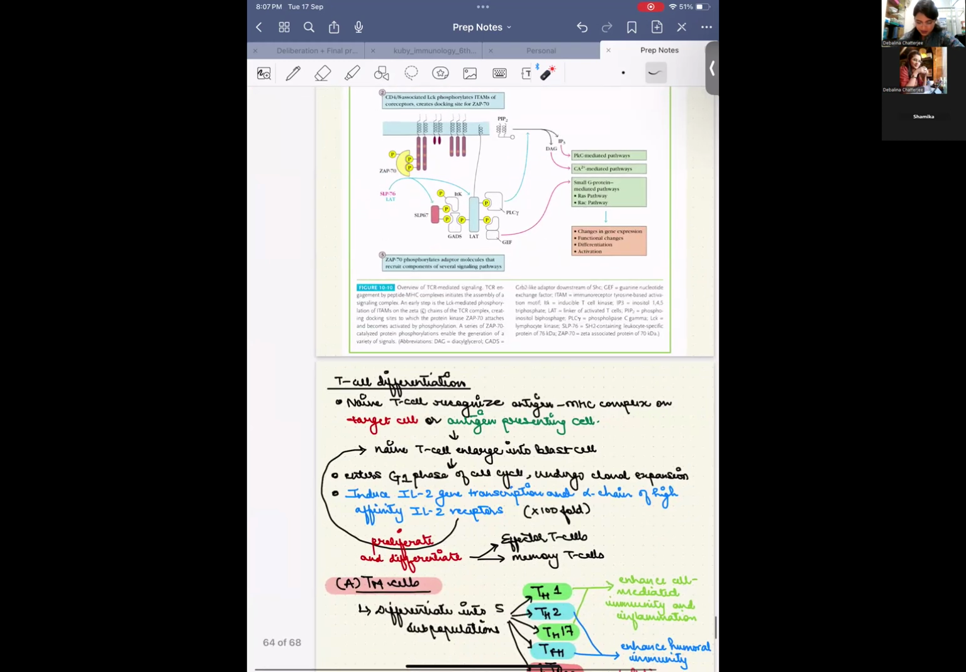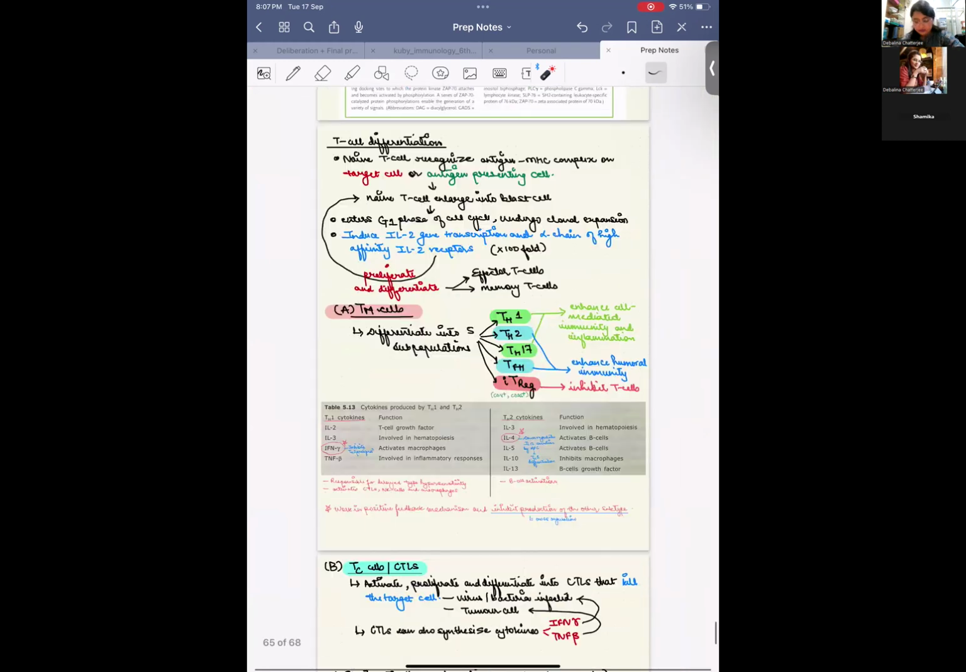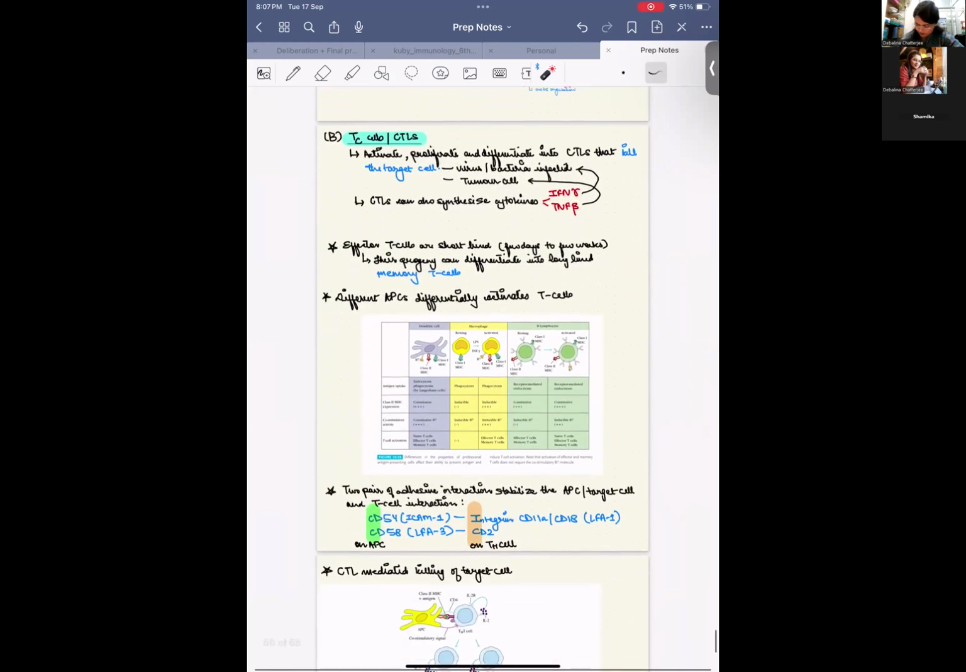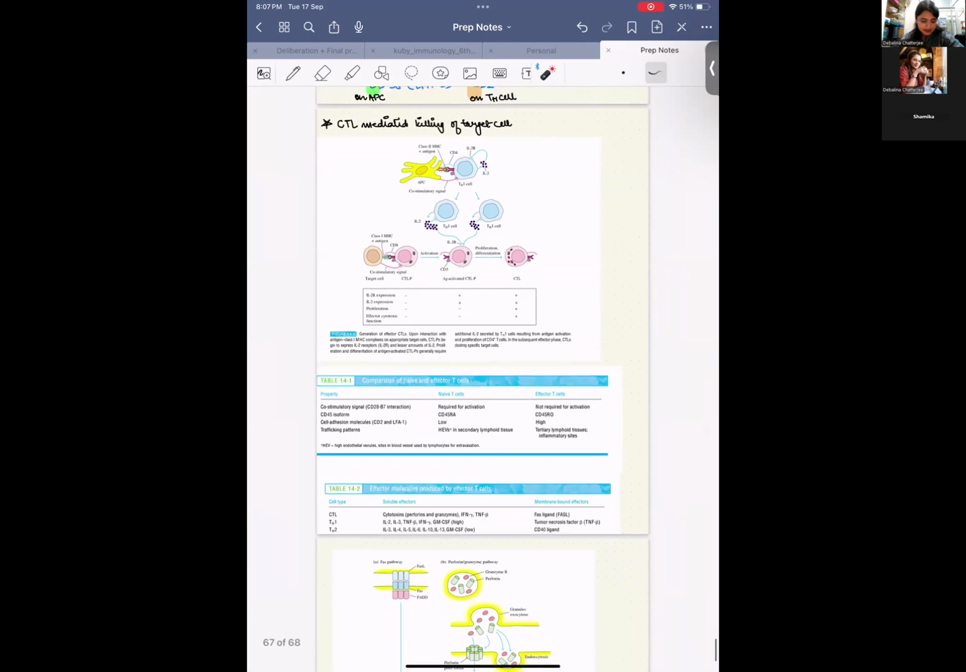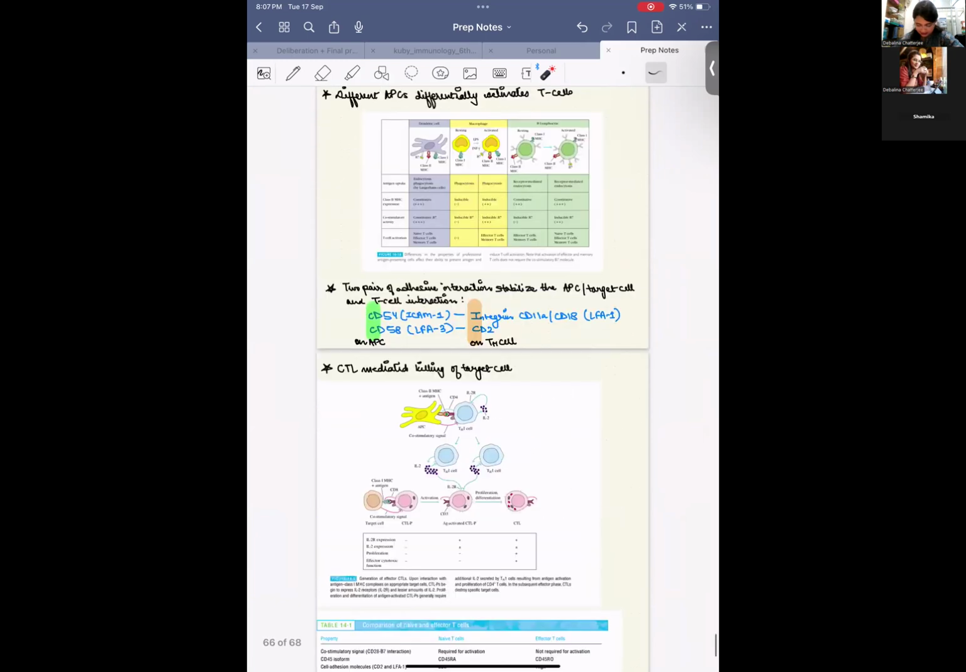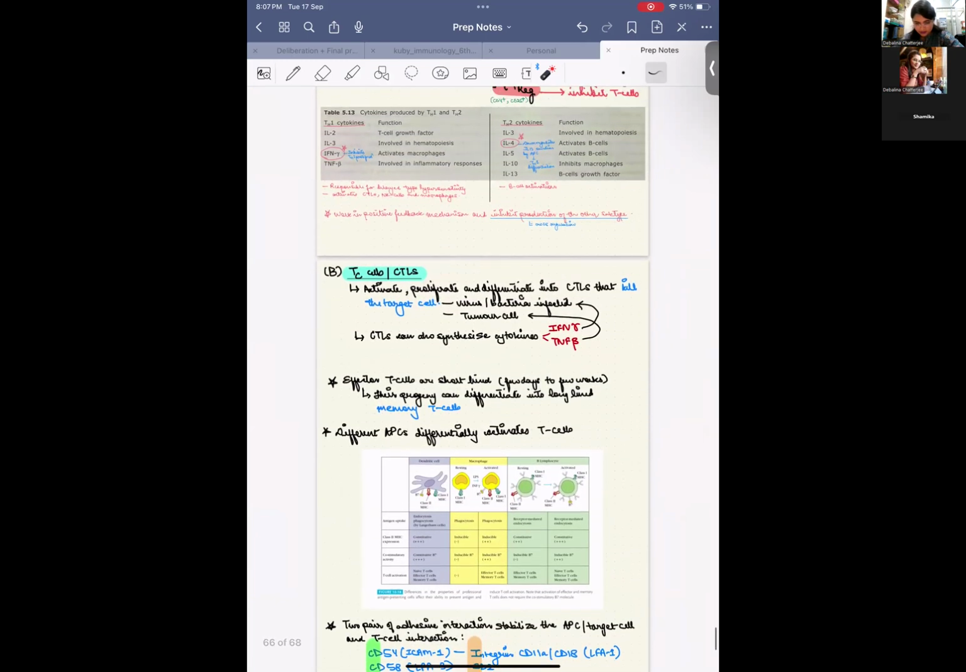Okay, so we'll stop our class for today over here. Shamika, if there's anything that we have to ask, then we can go over it. And we will keep the discussion related to CTL, related effector responses, for the next class.